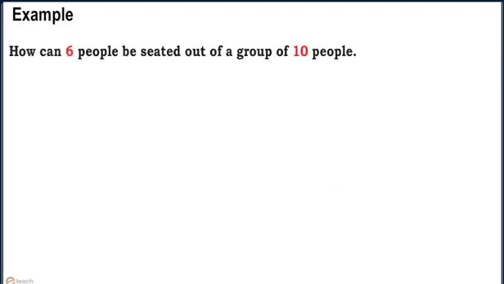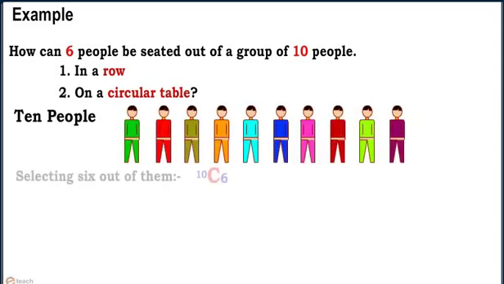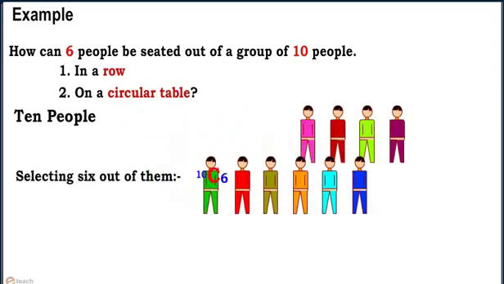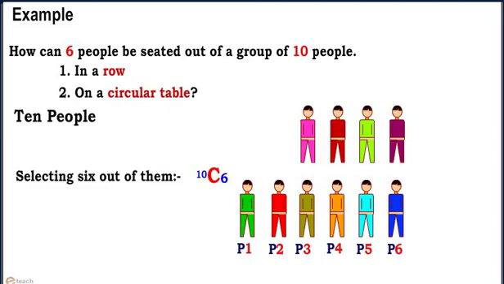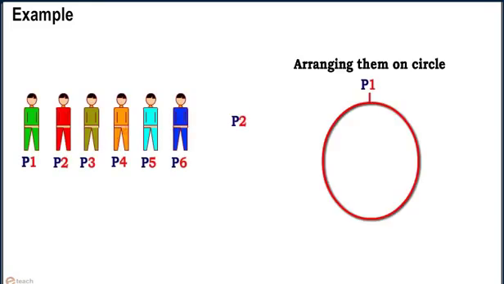Let's have an example. How can 6 people be seated out of a group of 10 people in a row and on a circular table? Consider 10 people, say P1, P2, P3 up to P10. Now selecting 6 out of them can be done in 10C6 ways. Consider one selection in which P1, P2, P3, P4, P5 and P6 are selected.